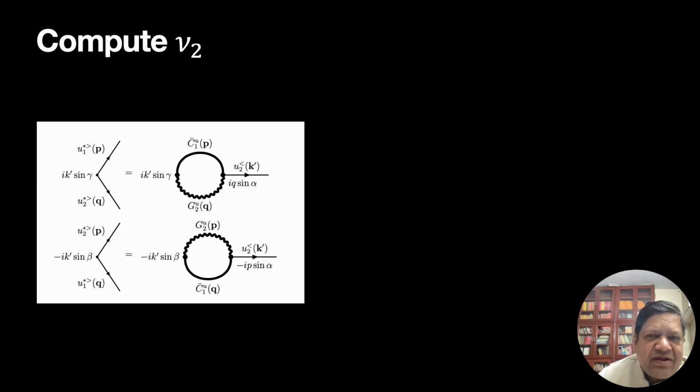Next, we look at nu2. So that was a vector perpendicular to the plane, and it turns out, you can look at the diagram. The two legs are u1p and the second leg is u2q. In the previous slide both were u1, but here it is u1p and u2q.